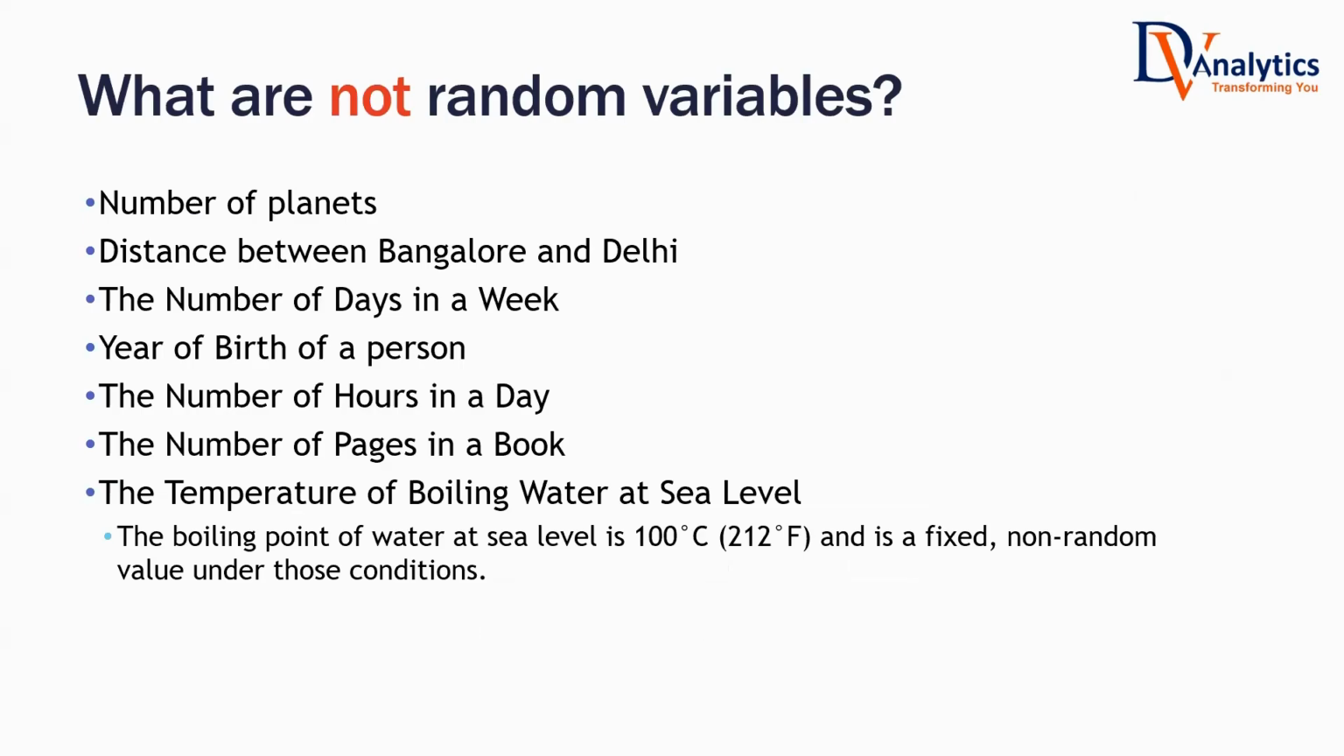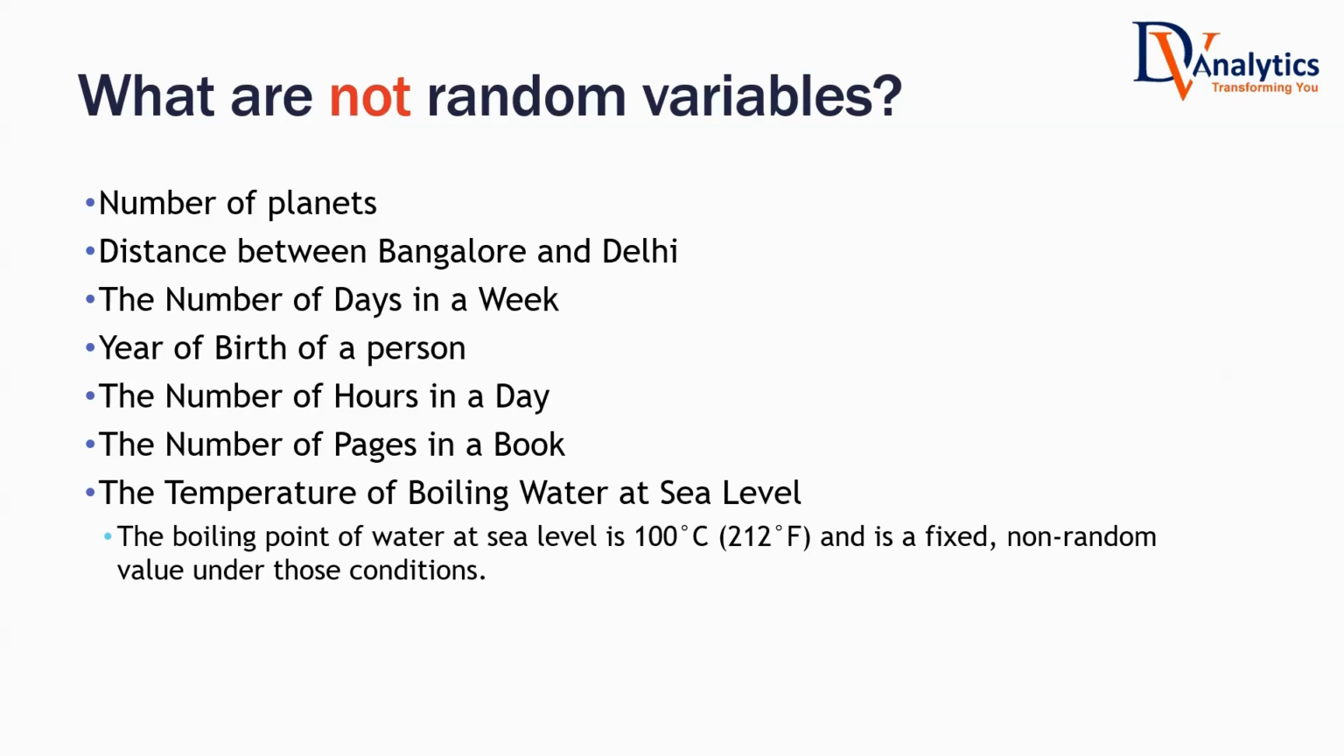Distance between Bangalore and Delhi. Not a random variable. Constant. Number of days in a week. Is it a random variable? Does it change? No, constant. Year of birth of a person. Constant. Number of hours in a day. Number of pages in a book. The temperature of boiling water at sea level. Once it reaches 100 degrees centigrade, it will boil. So that is a constant. Anything that is a constant is not a random variable.